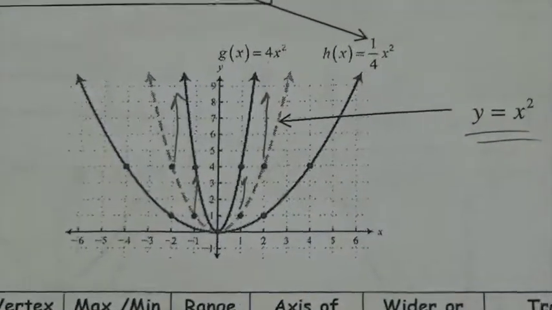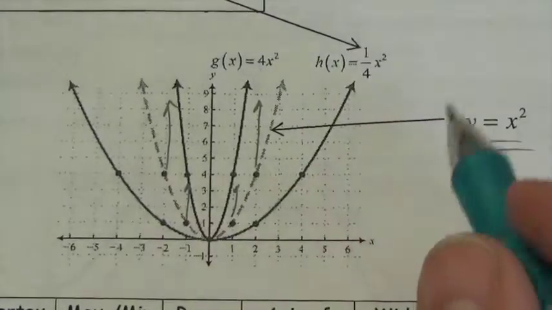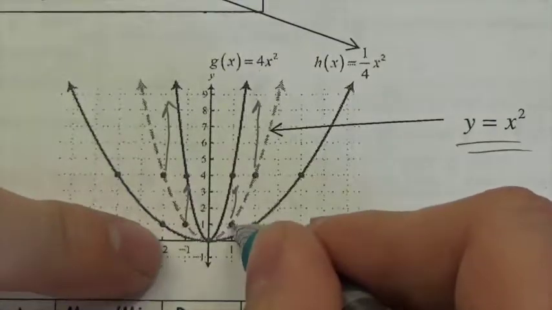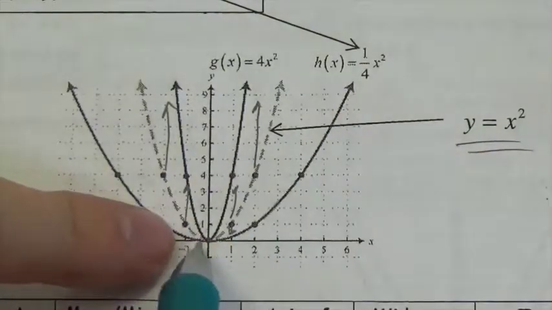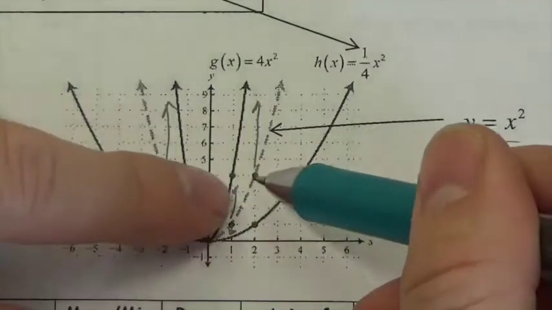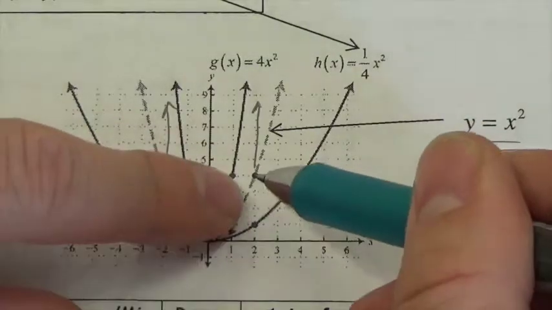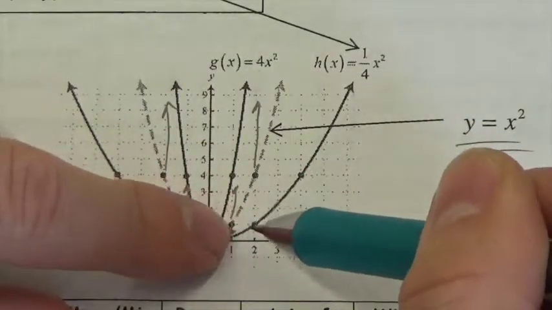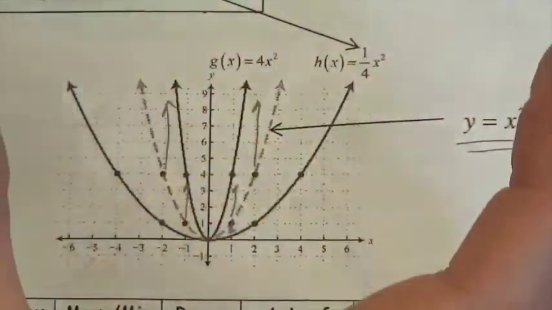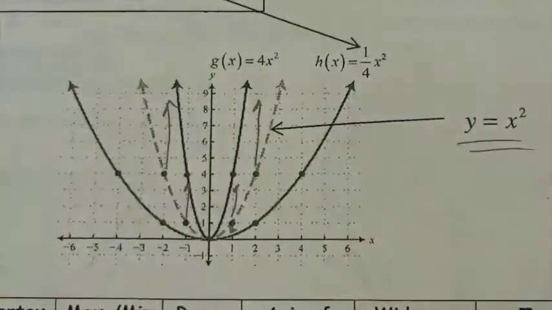Now, on the other hand, if I replace a with a fraction, 1/4, then these points drop down. So the point 1, 1 becomes the new point 1, 1/4. The point 2, 4 on the original is going to become 2, 1, because I'm going to divide that by 4. So as the a value gets smaller, the graph widens out, but actually what's happening is it's getting shorter.